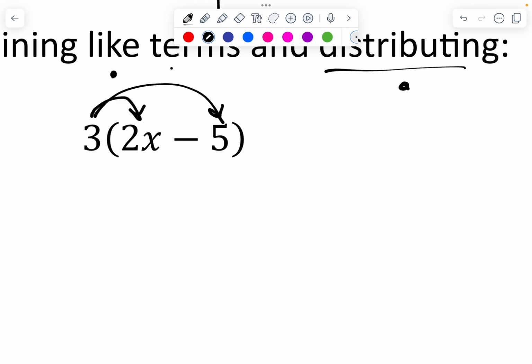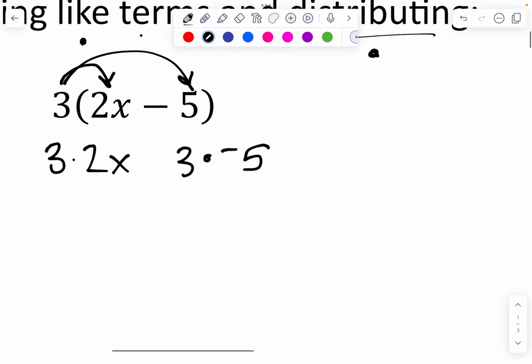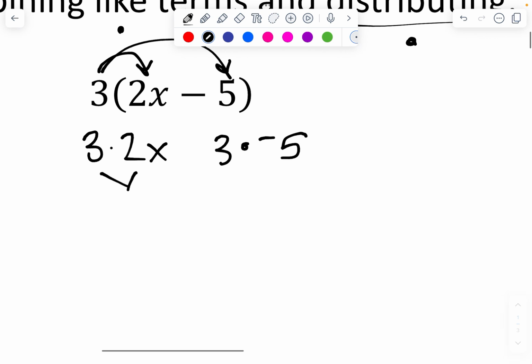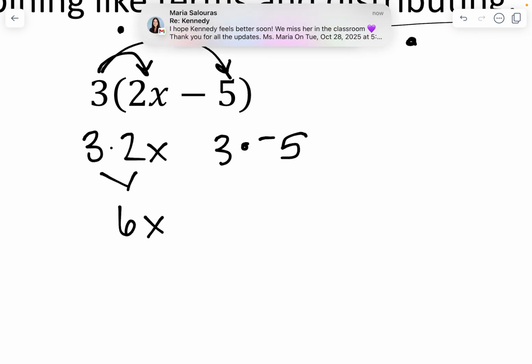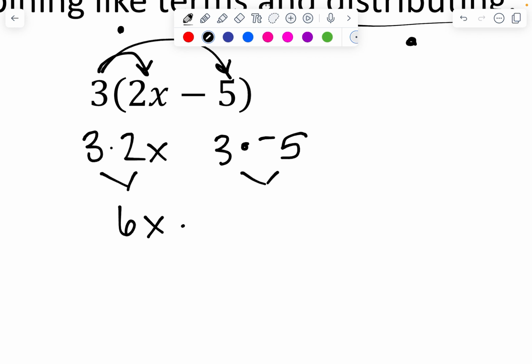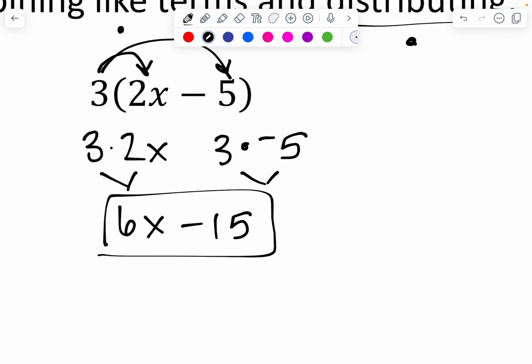Instead, in order to simplify that expression, you're going to go ahead and distribute or multiply the 3 to both of those things. So we'll multiply 3 times 2x and then 3 times a -5. Okay, and then we just put those 2 together. They say 6x. Put these 2 together and say -15. So we have 6x minus 15 for our final answer.